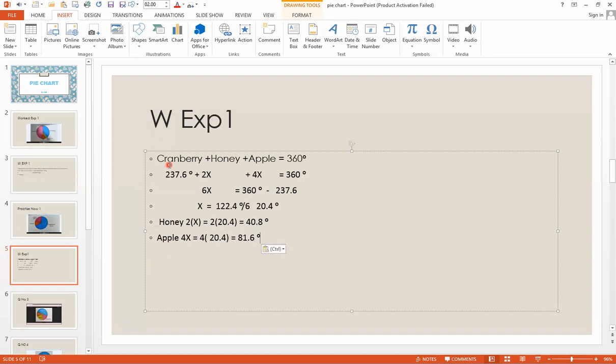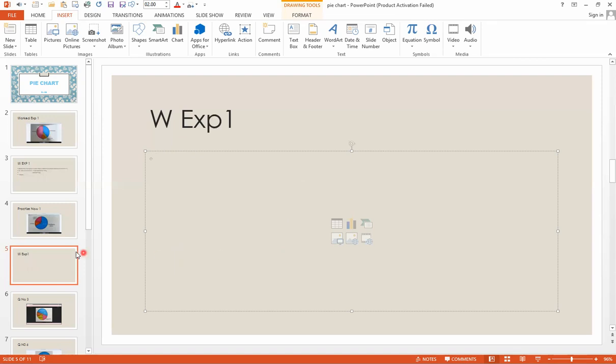This one is the first part of this example number 1. According to this first part, they are saying that you have to find the value of x, that is 20.4 degree. And after finding the value of x, for your knowledge, you have to find the value of honey, that is equal to 40.8 degree, and the value of apple, that one is equal to 81.6 degree. Is it clear? Now we have to move towards the second part. Okay. So I have to erase this.